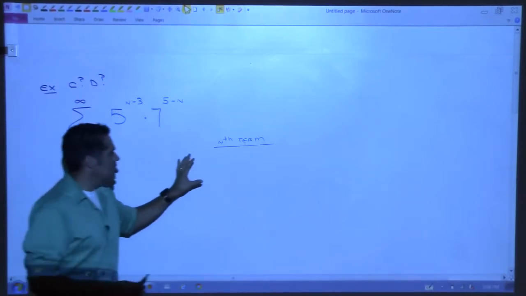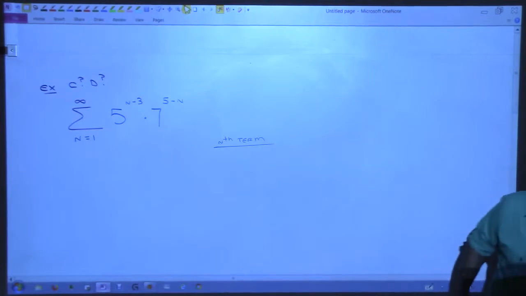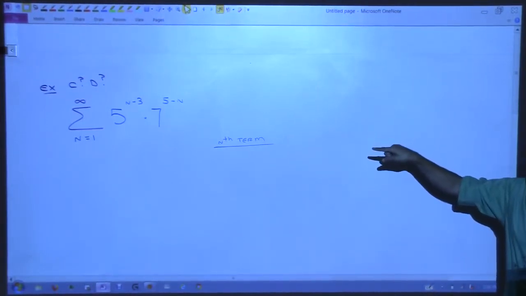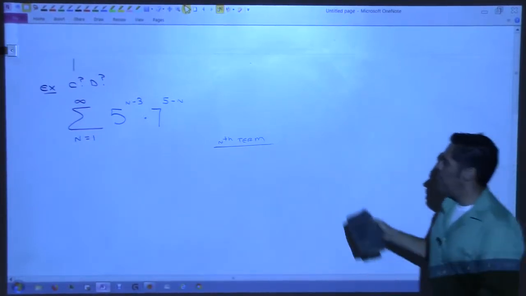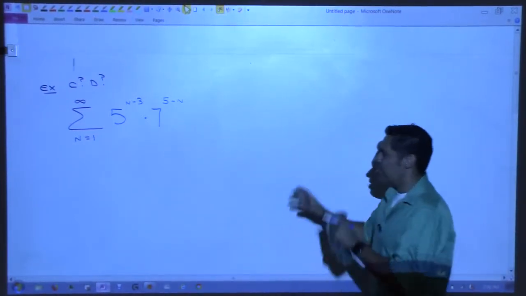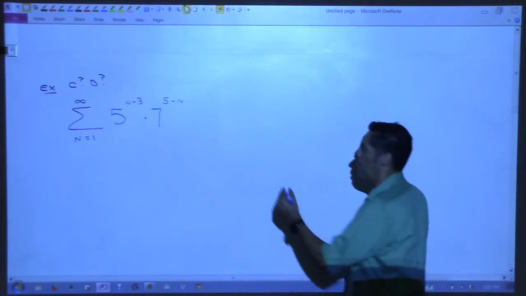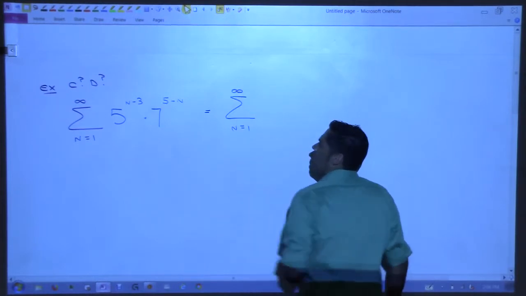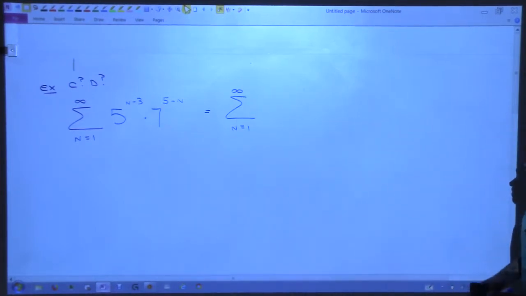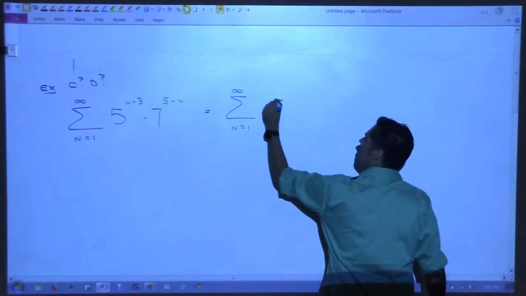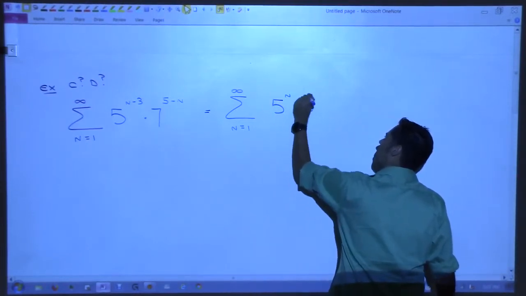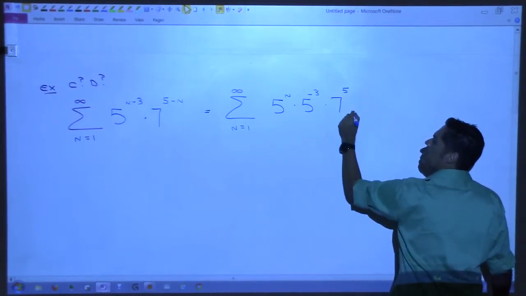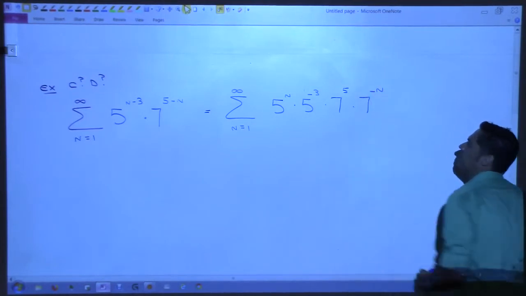So I'm going to actually jump past the nth term test and go straight to trying to make this look like a geometric series. So what do you think I'm going to have to do to make this look geometric? Start splitting them up, right? Start breaking things apart. So how can I rewrite that 5 to the n minus 3? 5 to the n times 5 to the negative 3, right? Times 7 to the 5th times 7 to the negative n.